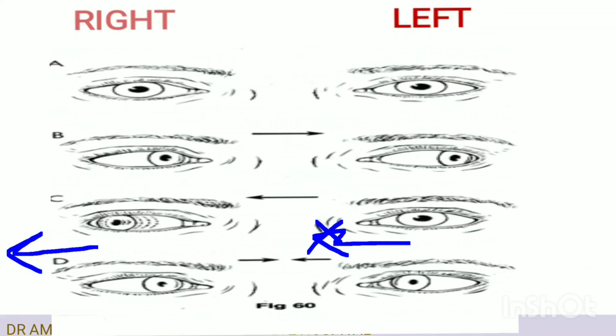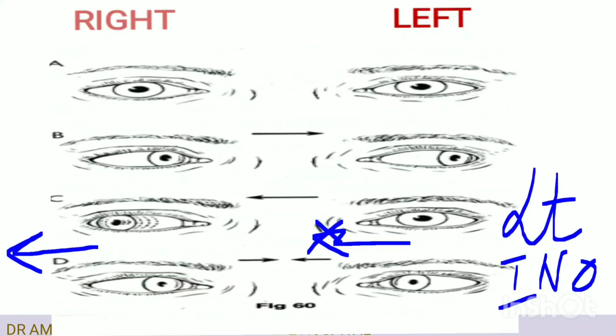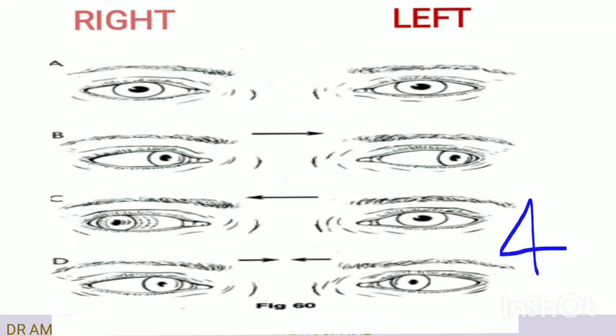So remember what I said? Whichever eye is having difficulty in adduction, that side internal nuclear ophthalmoplegia is present. That means over here, the left eye is not able to adduct. The right eye is able to abduct with nystagmus. Therefore, this is a case of left-sided INO. But what about our fourth question?